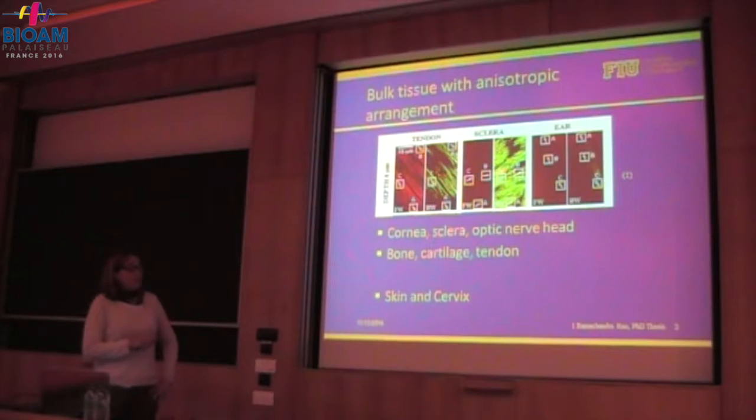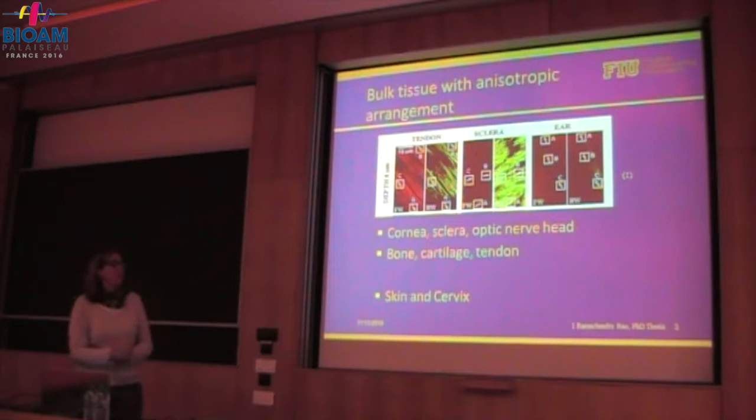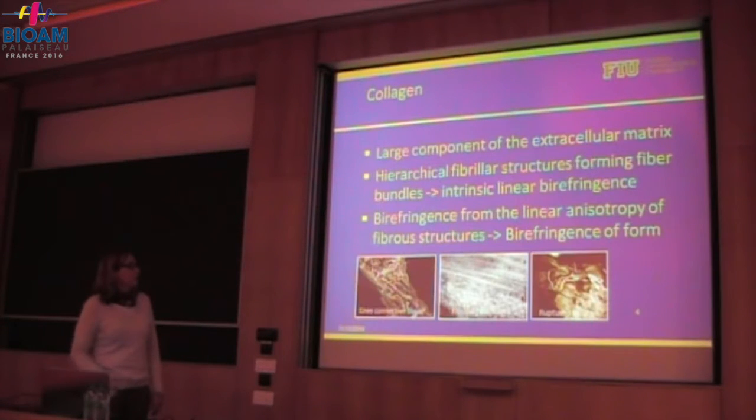So this is where the ultrastructure itself has a very specific order, and there are many examples in our body of such type of tissue. For example, the cornea, the sclera in the eye, the optic nerve head, and bone, cartilage, tendon, of course, highly structurally aligned. But even bulk tissues such as skin and cervix can exhibit this type of anisotropic orientation.